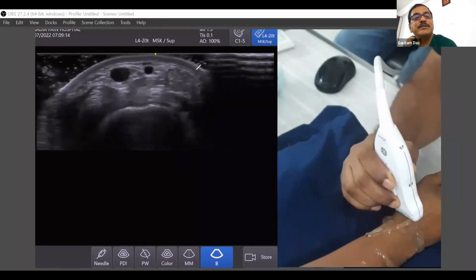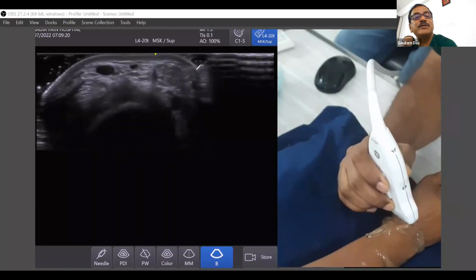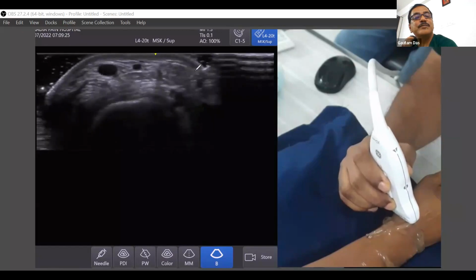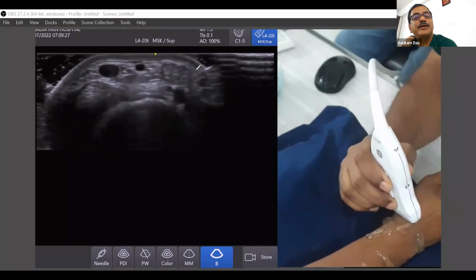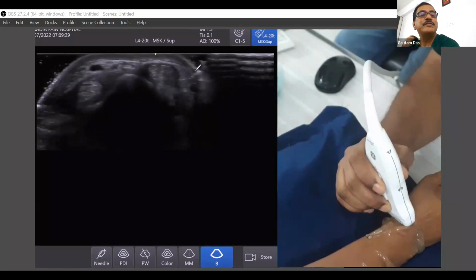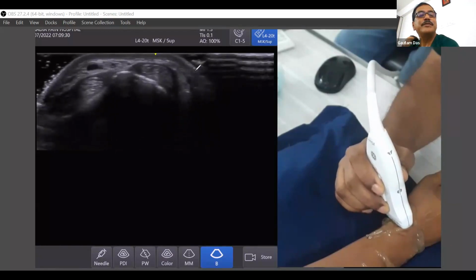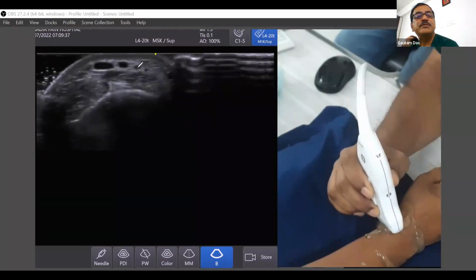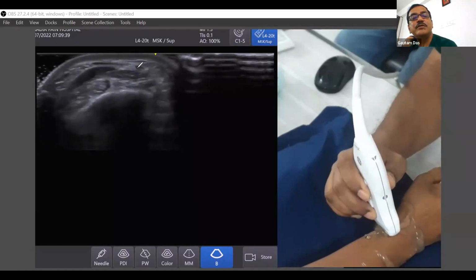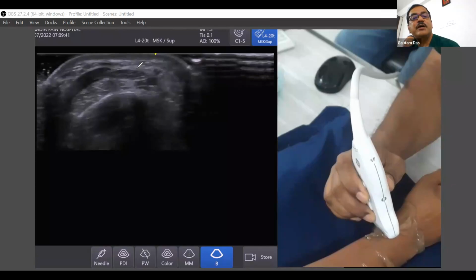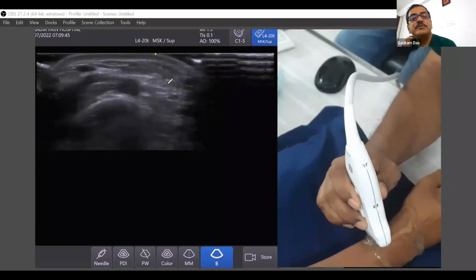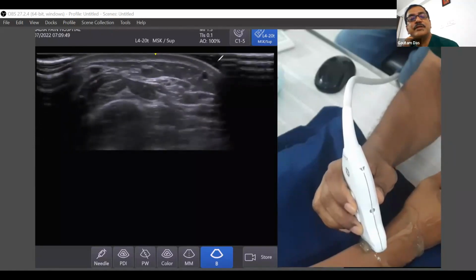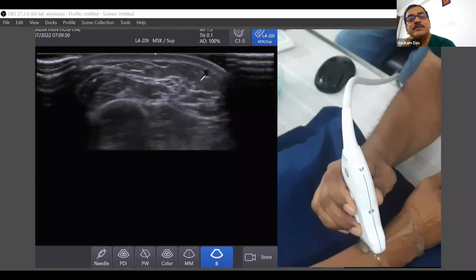Can I appreciate that? And if you follow that proximally, you see the grape-like thing just going below the cephalic vein. Now I'm following this grape-like thing here. This is your radial nerve, the superficial branch. So just follow this, see how it is going. This is the radial nerve, grape-like things. Here it is getting divided.